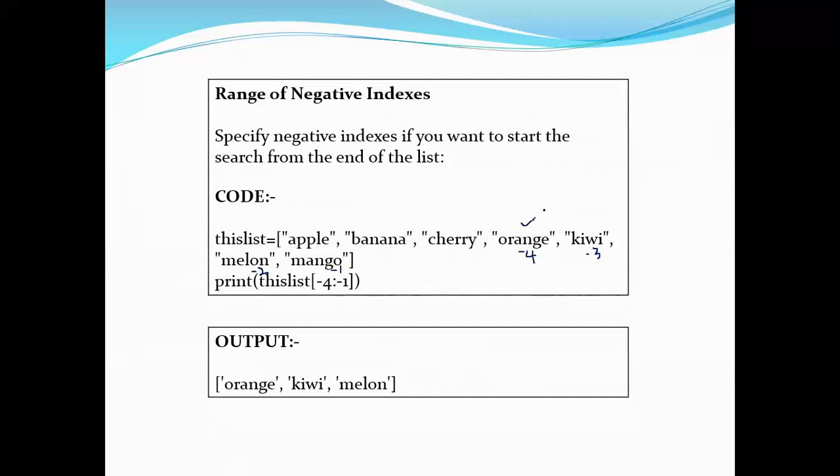So I take orange, I take kiwi, I take melon, but I will not take mango. Why? Because here mango is the last index, which should not be considered. So I got the result orange, kiwi, melon. So negative indexing is also very simple. Just take from the start index and go till the end index's previous value. Don't take the end index.